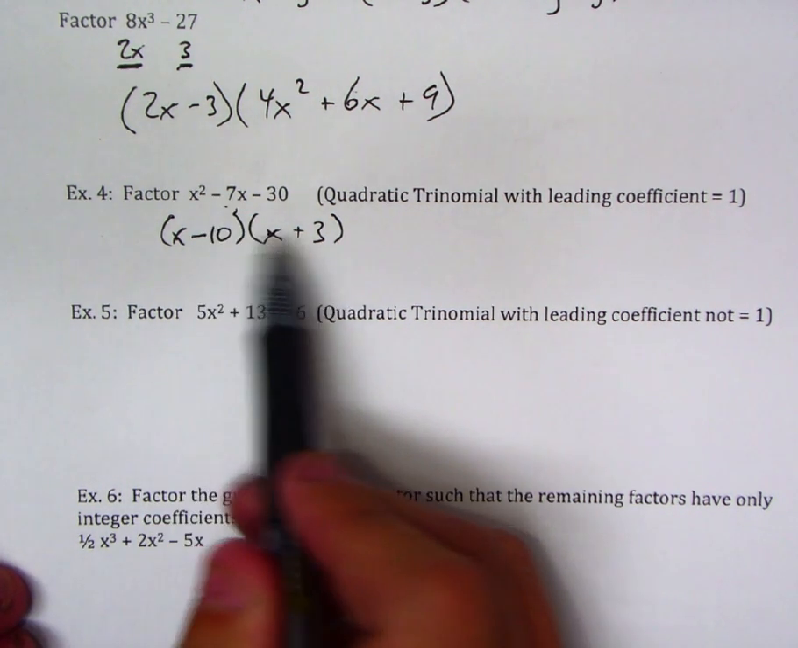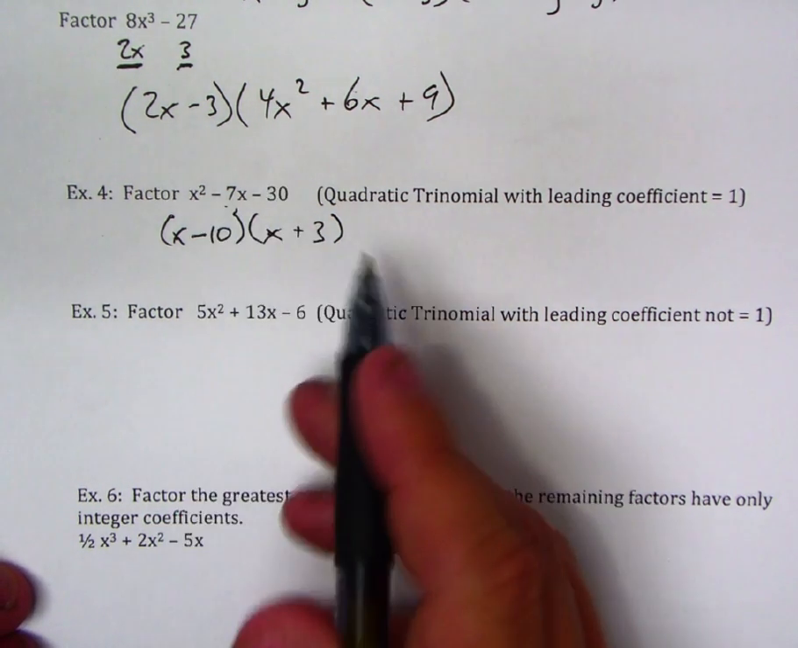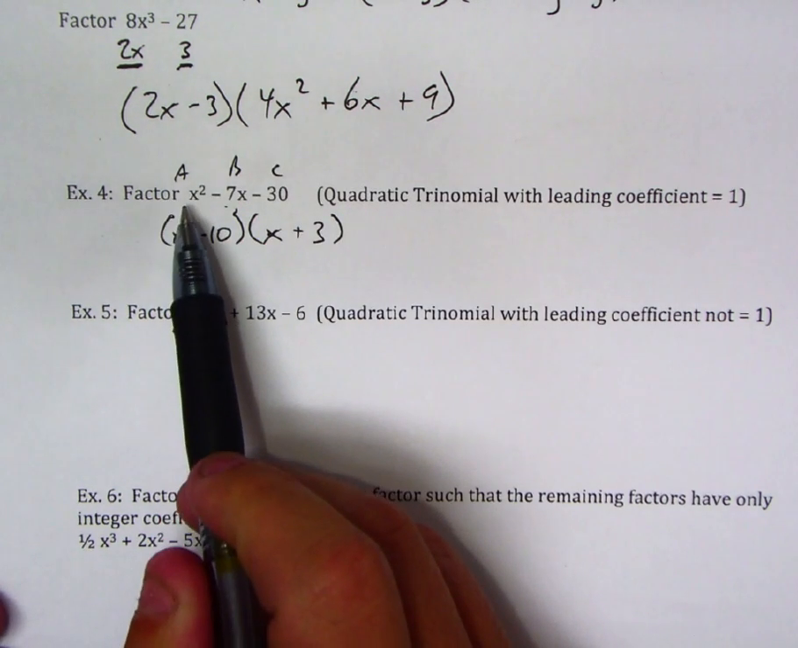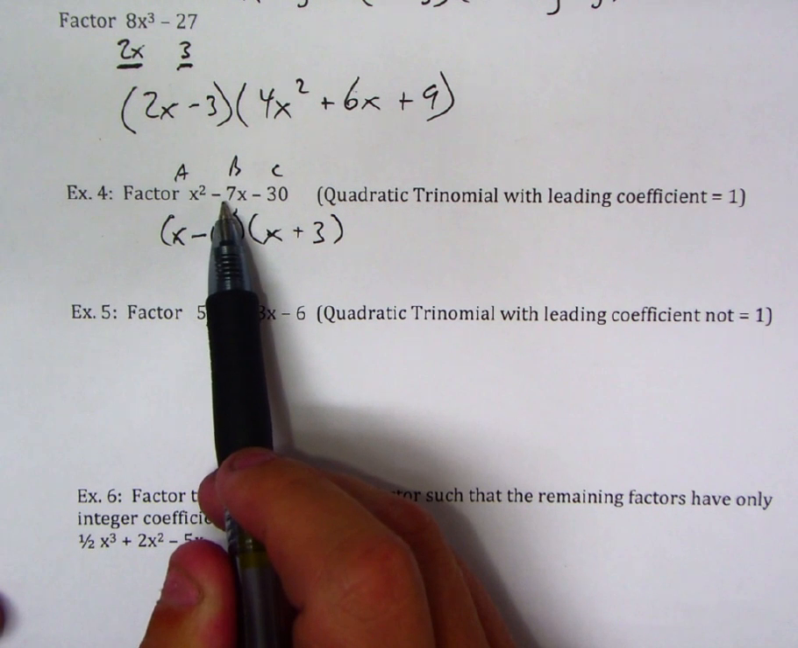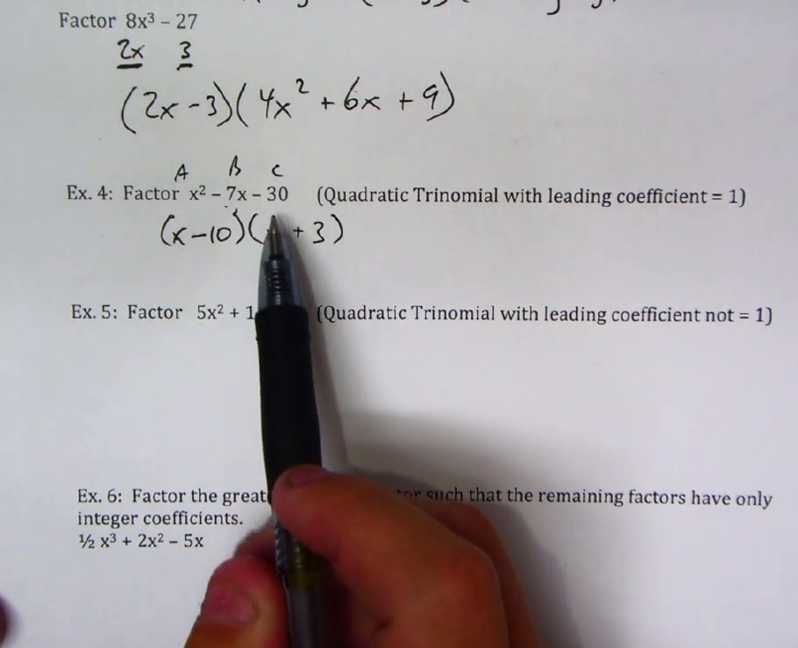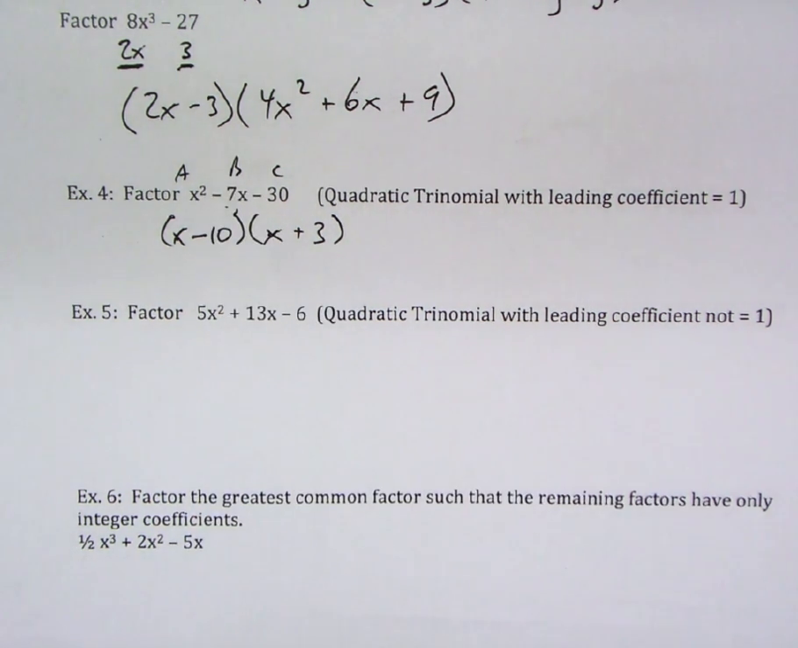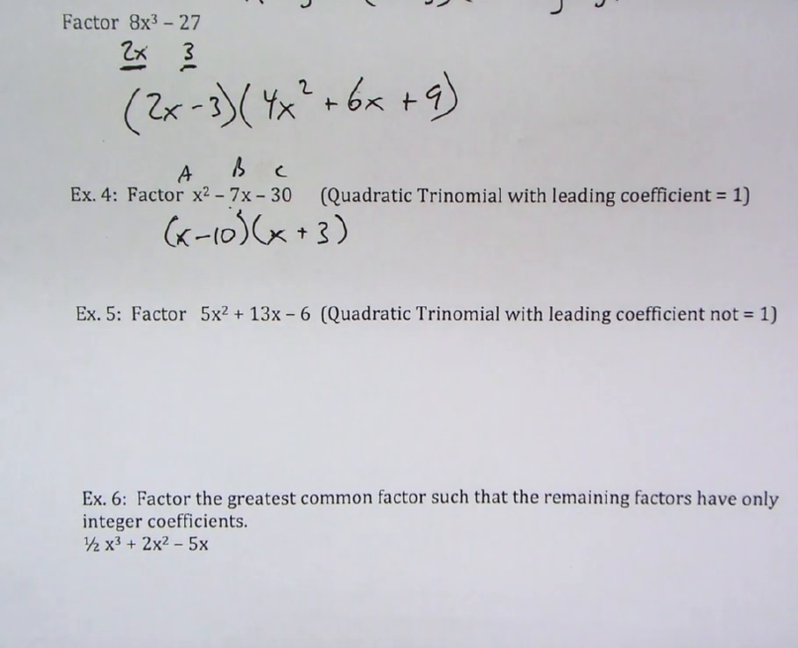So your 2 numbers here have to multiply to what we call C. It goes A, B, C. A is the number in front of x squared, B is the number in front of x, and C is the constant. So you're trying to find what multiplies to C and adds up to B. And that's right there. And again, you could check it. You can multiply it out if you would like to.